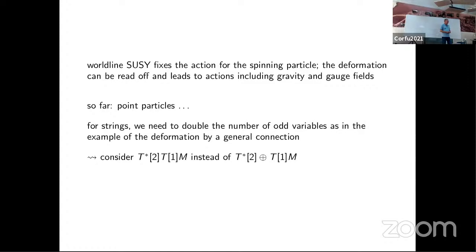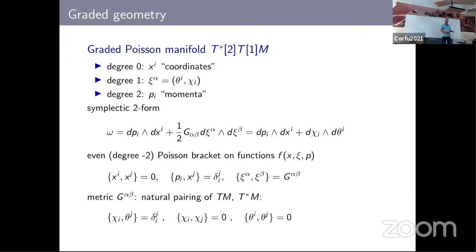For strings, we need to double the number of odd variables, just like in the case with the general connection. So instead of this thingy, I didn't completely explain that. That's the direct sum of the cotangent bundle shifted in degree by 2, giving you degree 2 momenta as the coordinates in that fiber, and the tangent bundle shifted in degree by 1, giving you the odd variables that you can think of as one-forms. Instead of this, we're going to take the degree 2 shifted cotangent bundle of the degree 1 shifted tangent bundle, so it's larger. And here it is. The manifold has degree 0 coordinates locally. The fibers have degree 1 coordinates, the two pairs, and also degree 2 coordinates, which we call momenta. That's the canonical symplectic 2-form in this setting, and the canonical Poisson brackets.